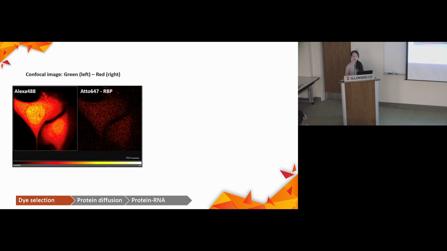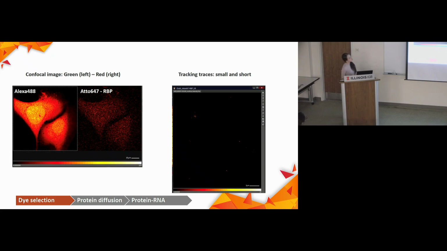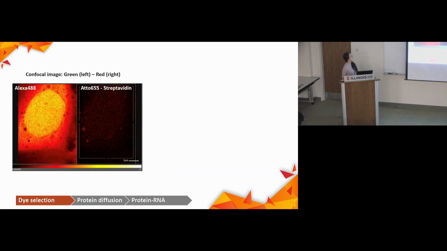Okay, so let's do a live cell tracking and see how the traces look like. Ooh, we got really tiny, small, short traces. That's not good. That's because the Atto 647 is known for being very sticky in the cell. So in the cell, it's not performing the best functioning as we would expect. So this is a bad dye example, Atto 647. Let's look at something else.